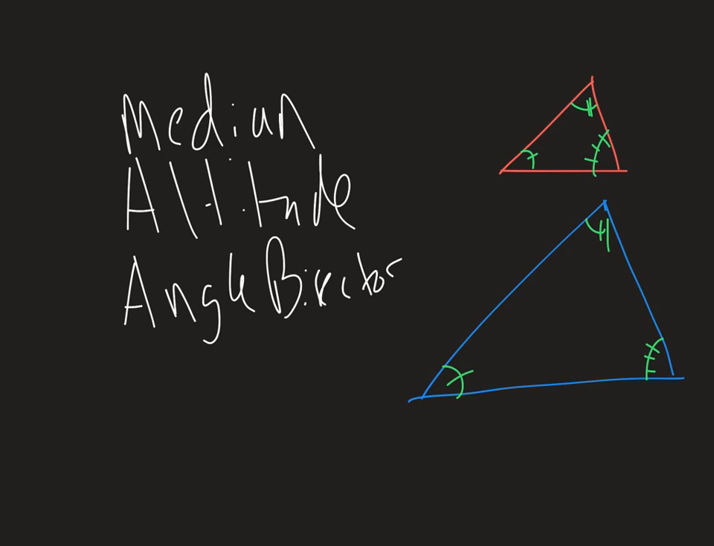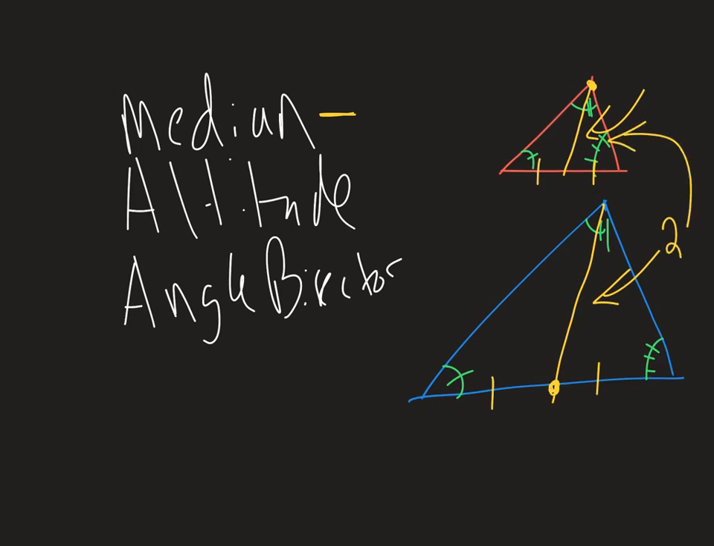It would also make sense that if I was to create, say, a median for this triangle. So let's say I make a median here. Remember, a median cuts an opposite side in half. It would also make sense that these medians would have the same scale factor. This median would be twice the size of the one on the red triangle.